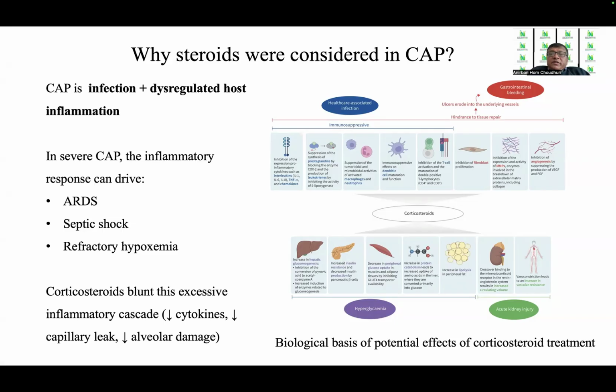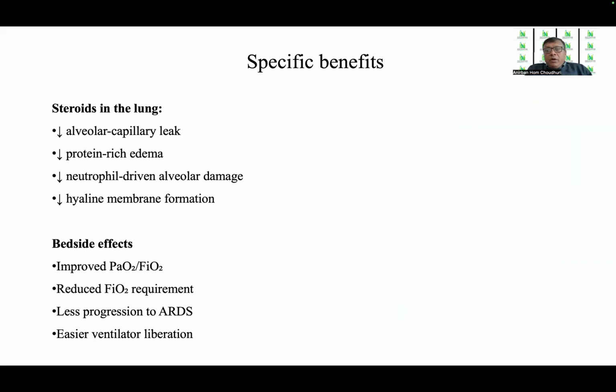Alongside, they also cause some problems, and these may manifest in the form of acute kidney injury, hyperglycemia, or gastrointestinal bleeding. Although they may not be serious most of the time, there are also biological explanations for some of these effects. Now, when we talk about community-acquired pneumonia and severe community-acquired pneumonia, we mean certain specific benefits that we expect from the use of steroids. And these benefits are in the lungs.